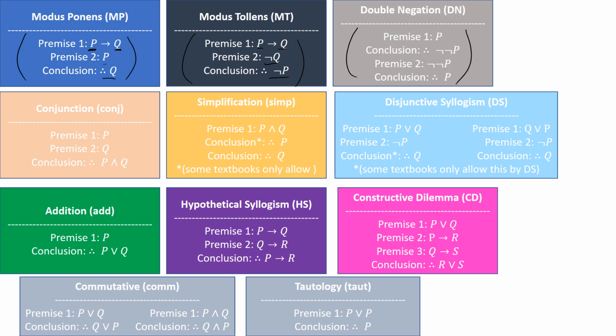Double negation is an equivalency where P is logically equivalent to not not P. We have that double negation there. So P and not not P are equivalent. From not not P we can get P. I like logic, therefore it is not the case that I do not like logic.